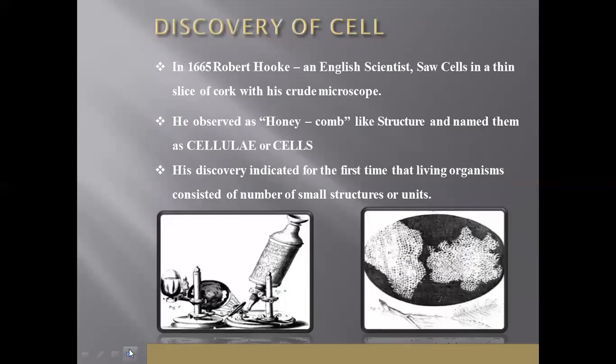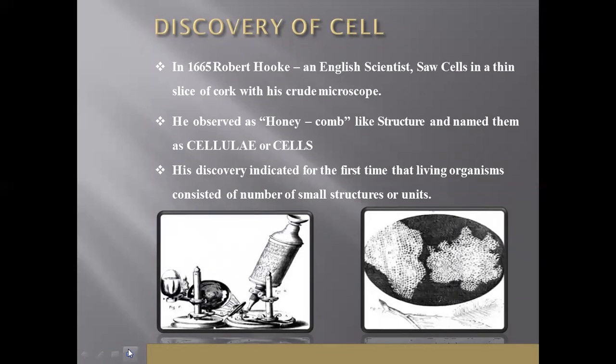Let's begin with the discovery of cell. Who discovered the cell for the first time? The cell was discovered by Robert Hooke in 1665. He is an English scientist. He saw the thin slice of cork under the microscope, crude microscope.